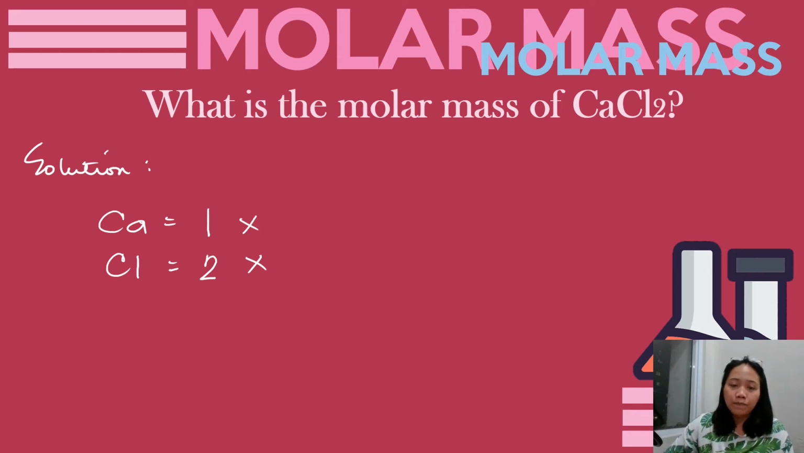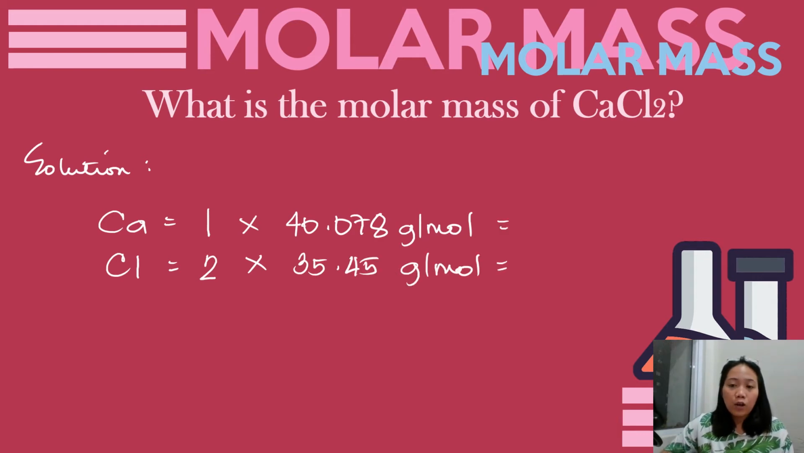For calcium, kindly take a look at your periodic table. There you can see it's 40.078 grams per mole. Then for your chlorine, that is 35.45 grams per mole. Then next, obtain the product. There you will get 40.078 grams per mole. Then you have here 70.90 grams per mole.